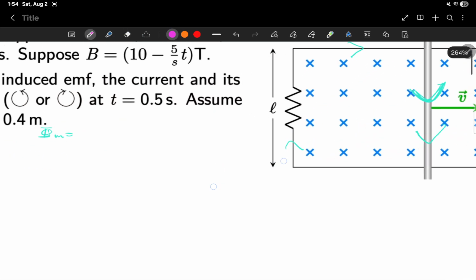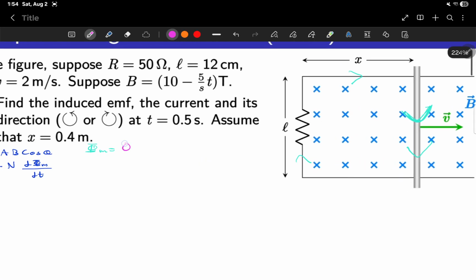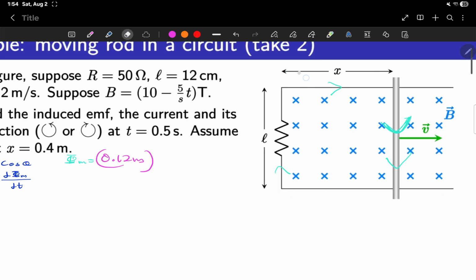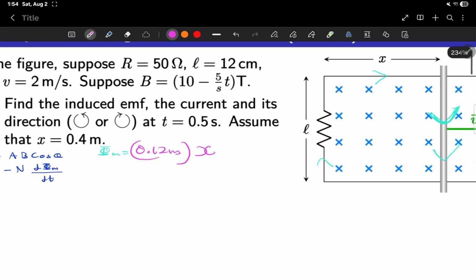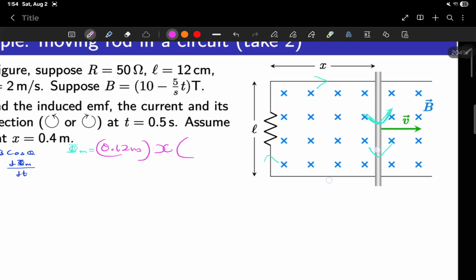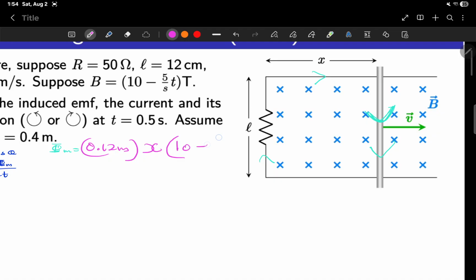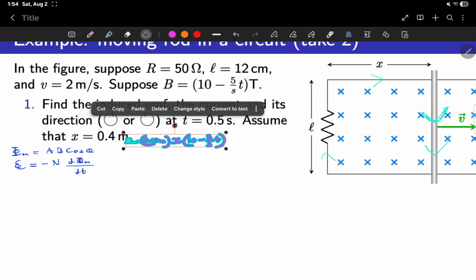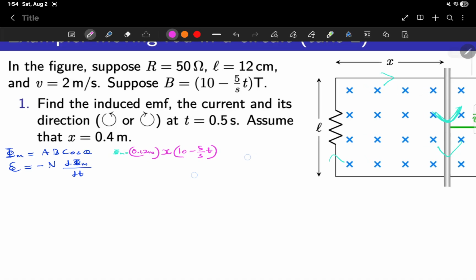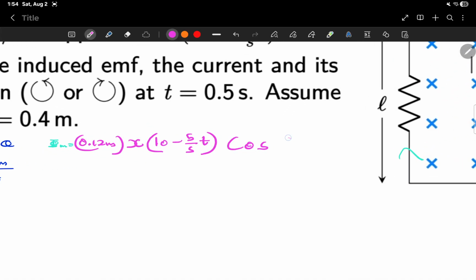The length is a fixed constant, which is 0.12 meters. But the width, the x, is changing. It's not the same. So I'll just write it as x for now, multiplied by the magnetic field. The magnetic field is also changing. So it's 10 minus 5 per second times time. S just means seconds here. It's just a unit. I'll make this equation smaller, times the cosine of the angle between them.